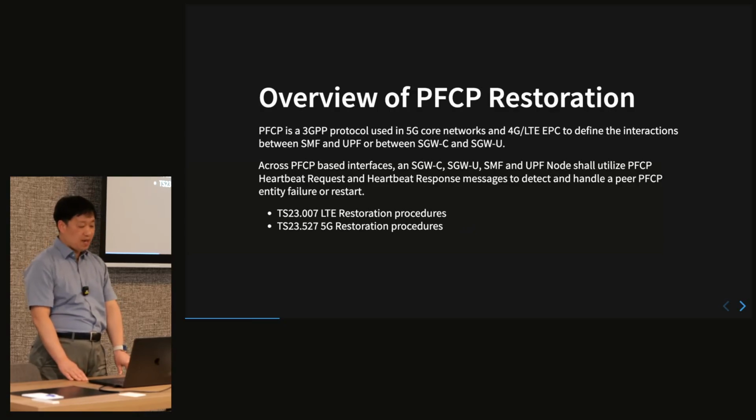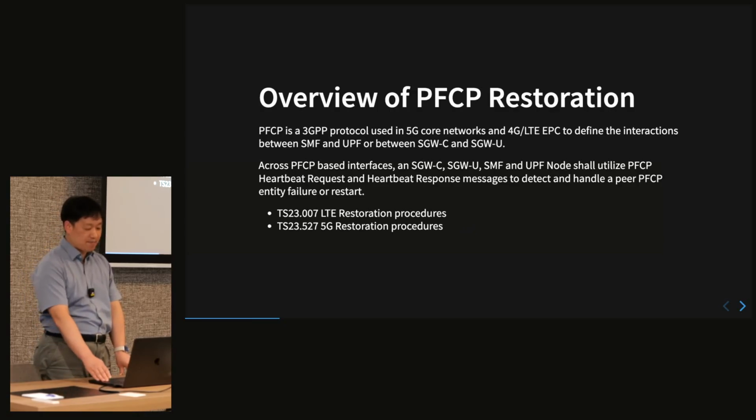The PFCP protocol was defined to pass data between the control plane and data plane. For EPC, the SGW can be separated into SGW-C and SGW-U, and PGWs can be separated into PGW-C and PGW-U. In 5G core, SMF and UPF were separated from the beginning. Therefore, if one NF terminates abnormally, a context mismatch occurs. How do we resolve this?